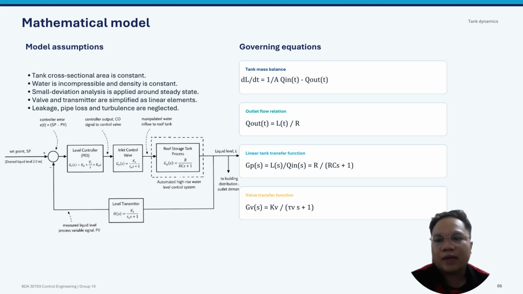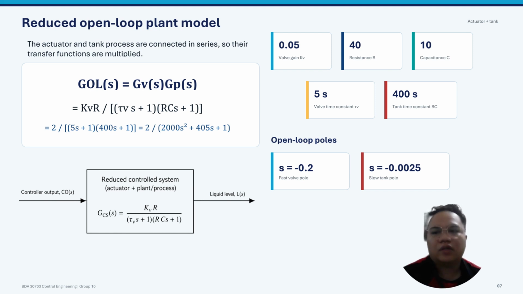Based on the mass balance principle, the change in the water level depends on the difference between the inlet and outlet flow rate. The outlet flow is proportional to the water level. From this equation, the tank and control valve are represented using first order transfer functions. The control valve and tank process are connected in series. Therefore, the transfer functions are multiplied to obtain the reduced open-loop plant model.